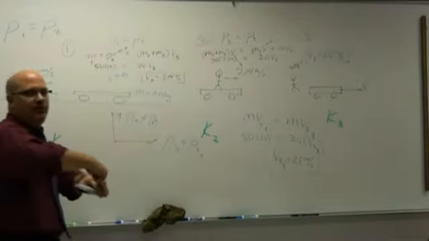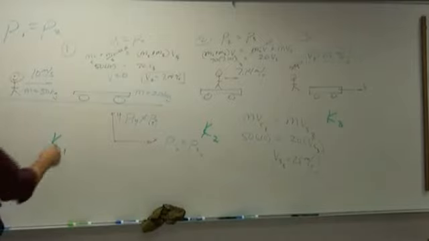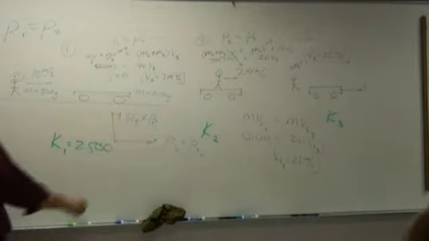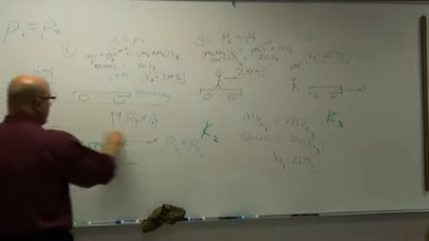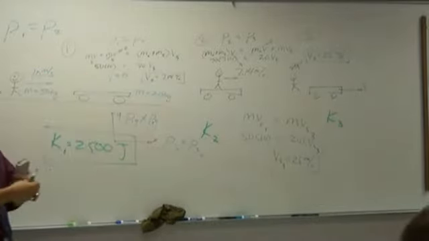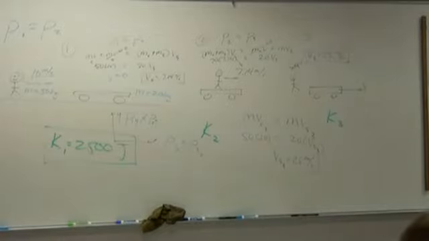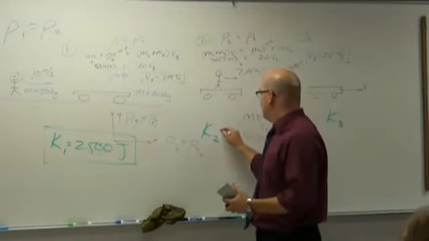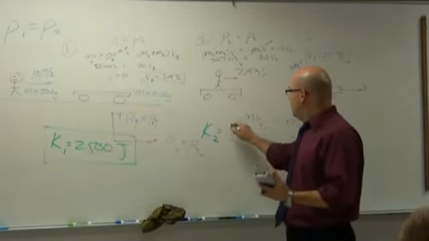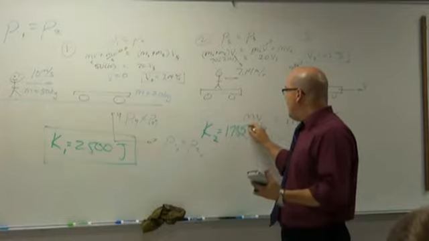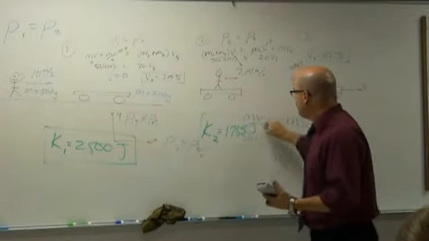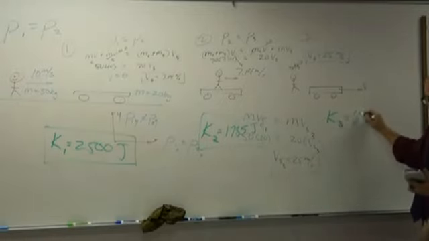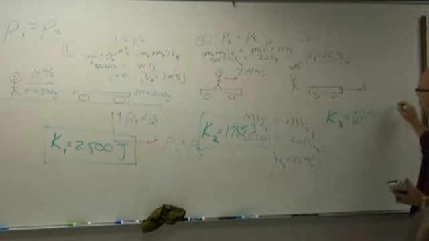Okay, group number 1. What's your kinetic energy? 2,500 joules. Yeah, put that unit on there. It's 1/2 mv squared, right? Don't forget your 1/2. Okay, group number 2. What's our kinetic energy? 1785-ish joules. Okay, group number 3. 6,250 joules.